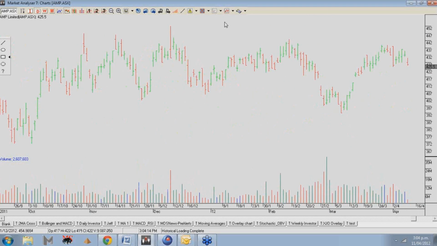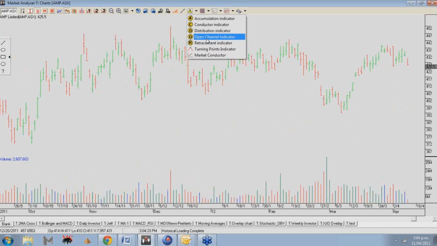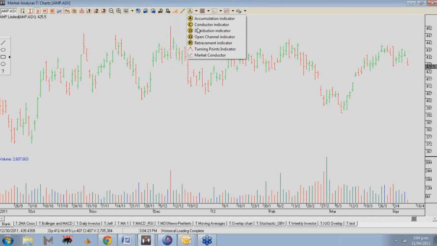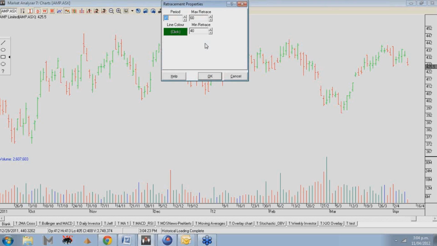So nothing highlighted isn't meeting the actual criteria for that. But essentially it picks up an open channel and picks up when it's turning around in that channel and likely to move higher from there. The last one in the pre-alerts, or two more, is the retracement indicator. The retracement indicator picks out the retracement, essentially looking for when a share retraces 50% of a previous move.